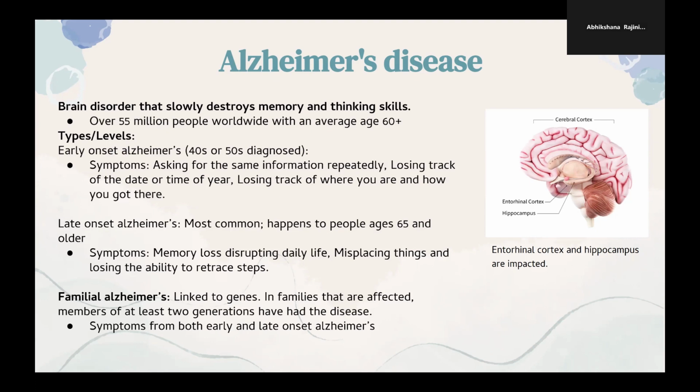Early onset is diagnosed in people in their 40s and 50s, and the symptoms are asking for the same information, losing track of time, and being confused about where you are. Late onset is the most common, and it happens in people ages 65 and older. The symptoms are memory loss, misplacing things, and losing the ability to retrace steps. There is also familial Alzheimer's, which is connected by genes in families, where those affected span at least two generations, and the symptoms are from early and late onset.